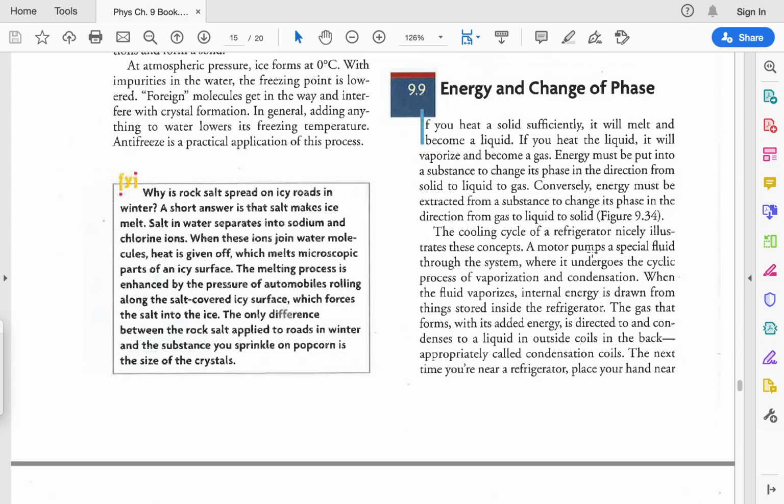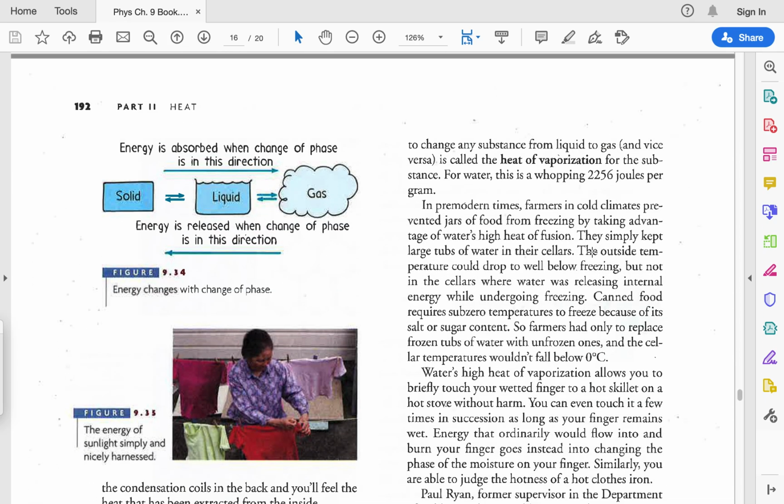Okay? Energy and change of phase. All right, so this is very important. I'm going to spend a moment, and then I think this is the end. This is the last of it. But when you go from solid to liquid, when 1 gram of water is changed, there is a certain amount of energy that is released.